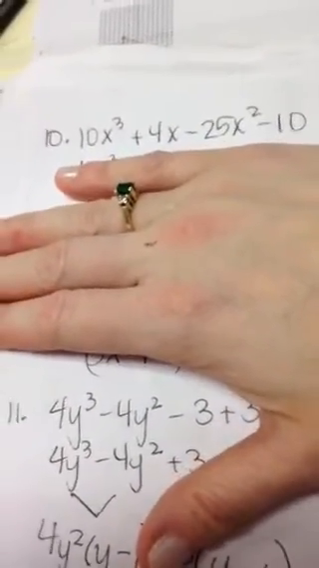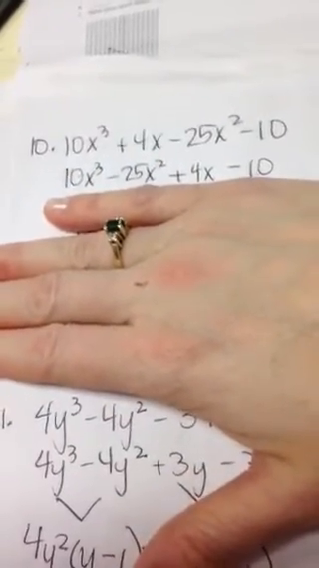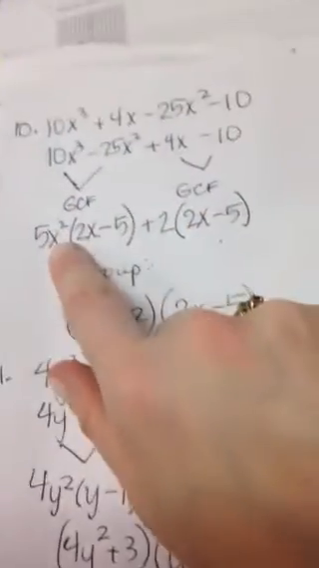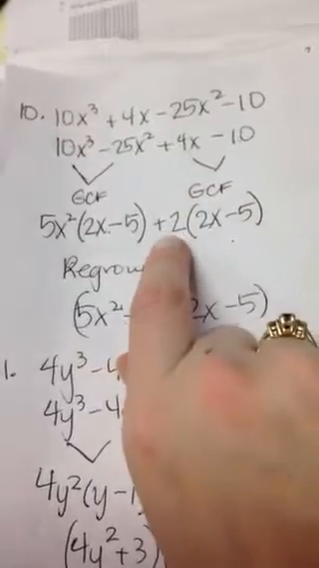Now, what I would advise that you do is take this and write it in standard form, which is what I did next. Once it's in standard form, I look at the first 2 terms and look for a GCF, which I found 5x squared. And then I'll look at the second 2 terms and find a GCF, which I found 2.